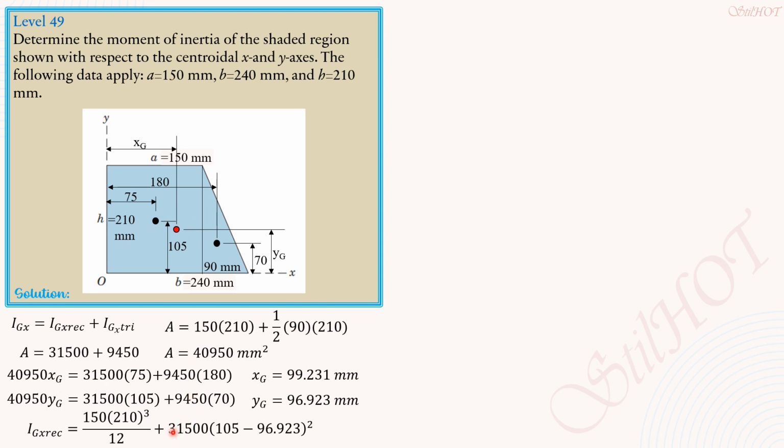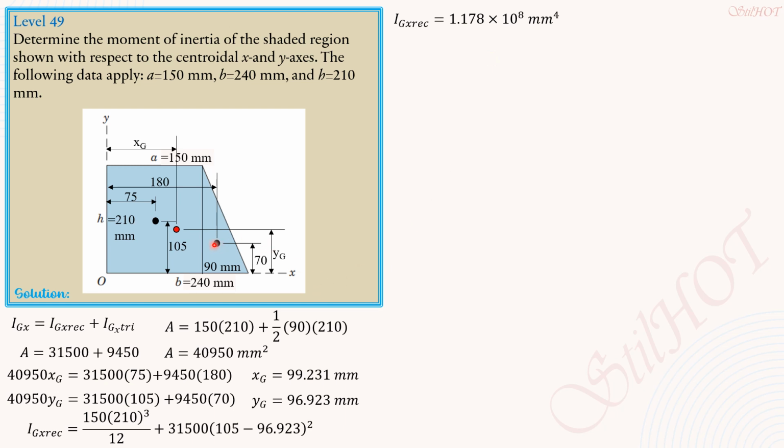And the centroidal moment of inertia of a rectangle, remember, is b h cubed over 12. The base is 150, the height is 210. So this is the moment of inertia with respect to the centroid of the rectangle. So IGX of rectangle therefore is equal to 1.178 times 10 to the 8 mm to the fourth.